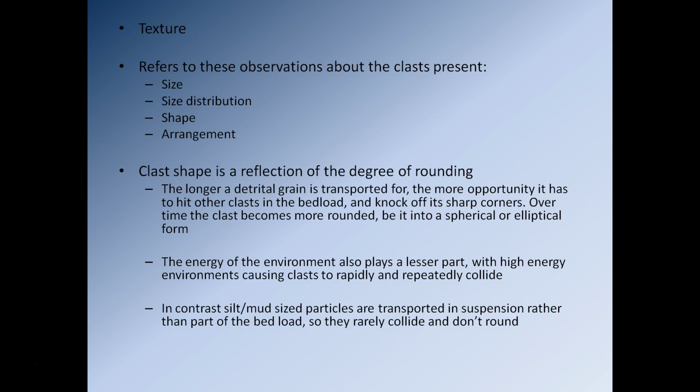So the energy of the environment also plays a part in the rounding. The higher the energy of the environment, the more rapidly the clasts will collide into each other, therefore the faster the clasts will begin to round. So if we look at sediments that are deposited by fast-flowing mountain streams, because they're very, very fast-flowing, you have a very, very wide range of clast sizes, everything from really big boulders all the way down to smaller sand-sized clasts. But when we look at those clasts, we'll actually see they are surprisingly well-rounded. That's because although it's a high-energy environment, so you'd expect quite a poorly sorted sediment, the clasts themselves are quite well-rounded because they're banging into each other very, very often, and that means they round off pretty quickly.